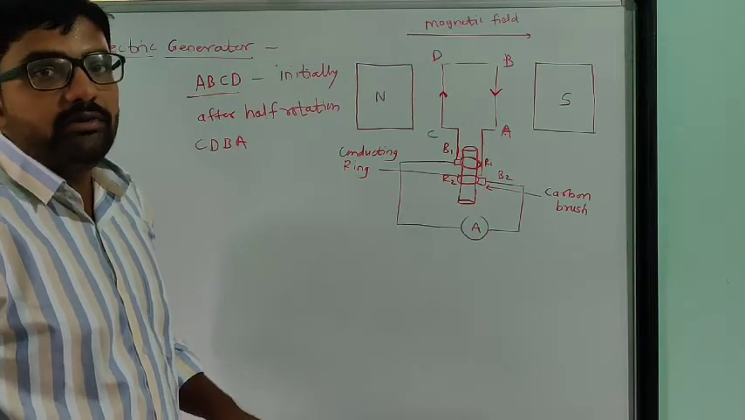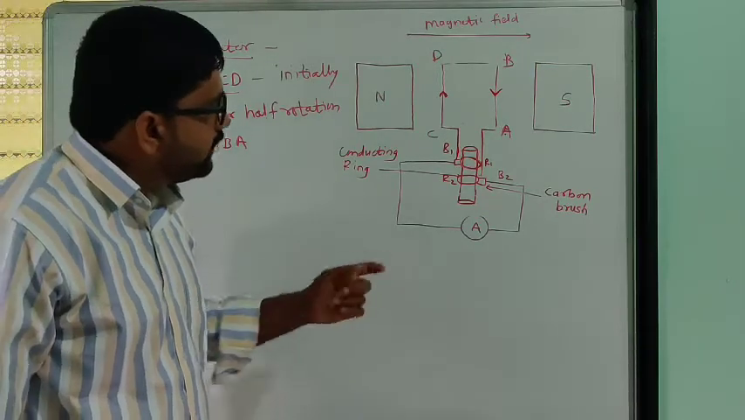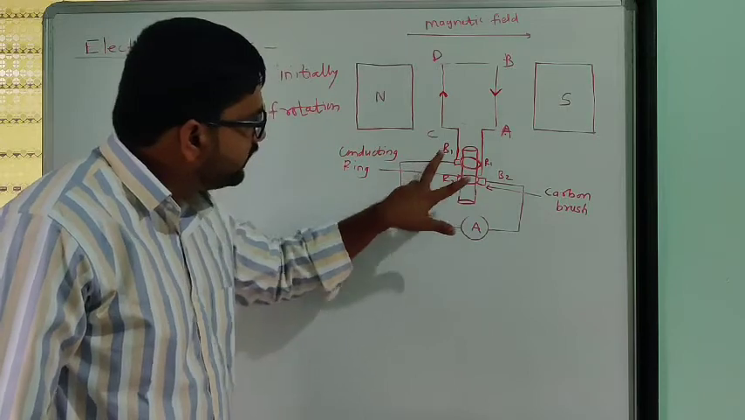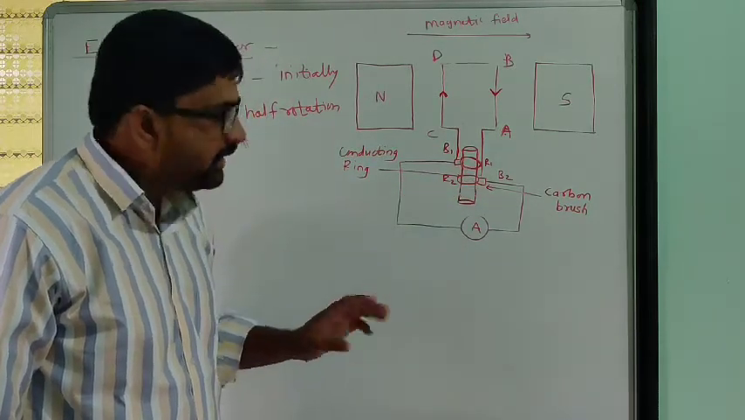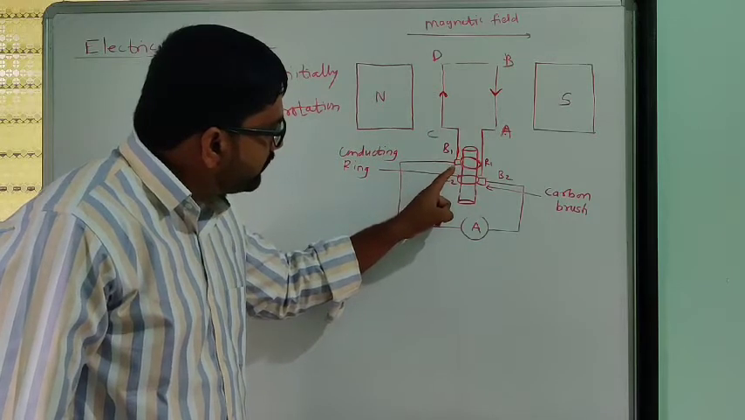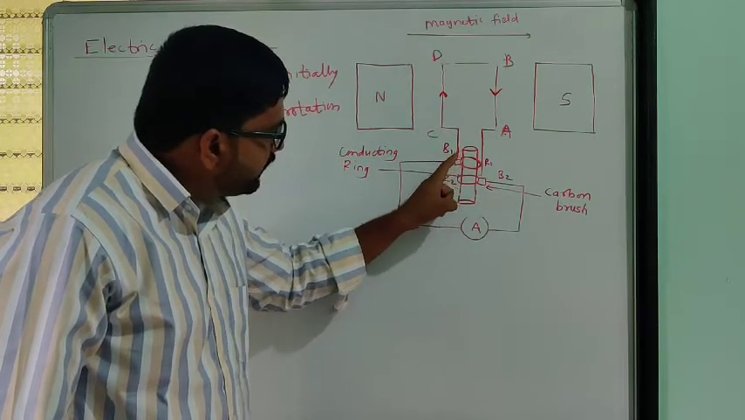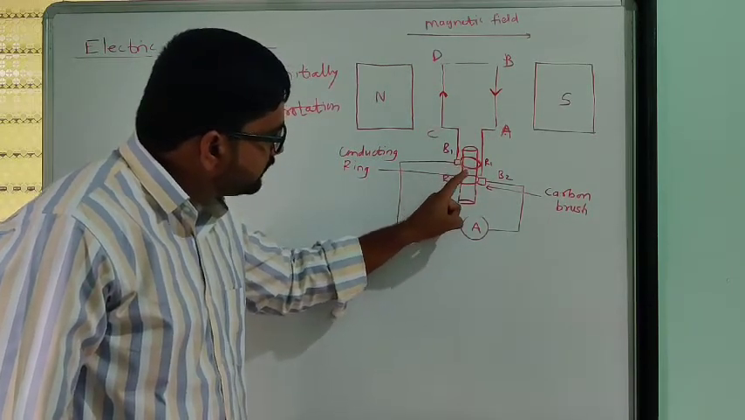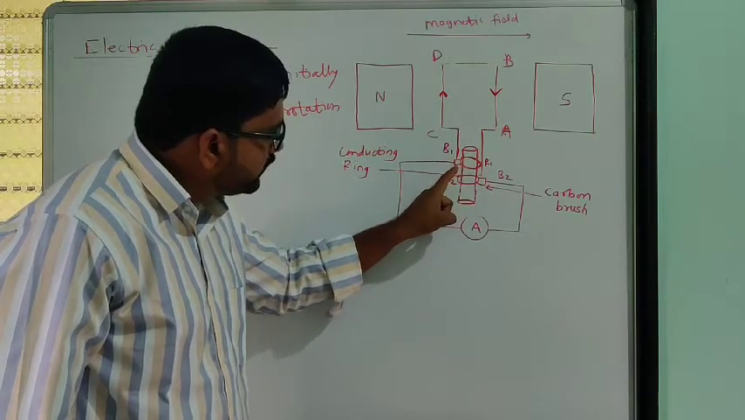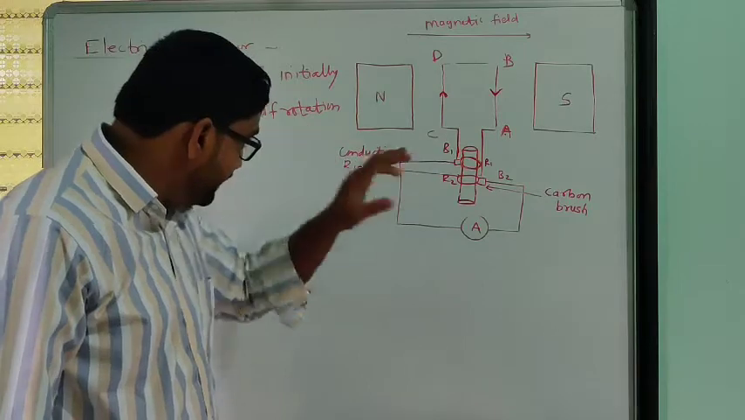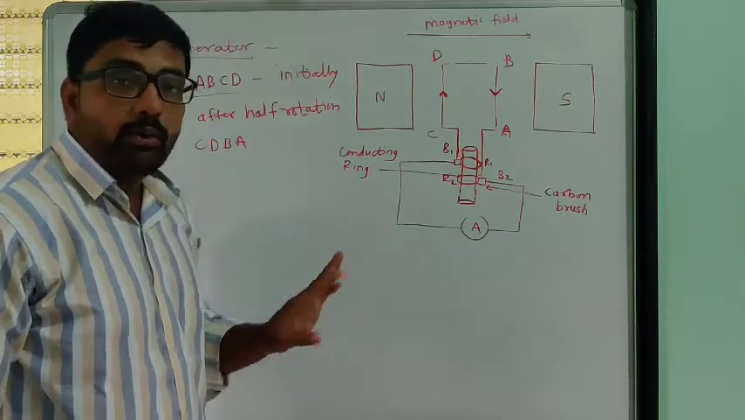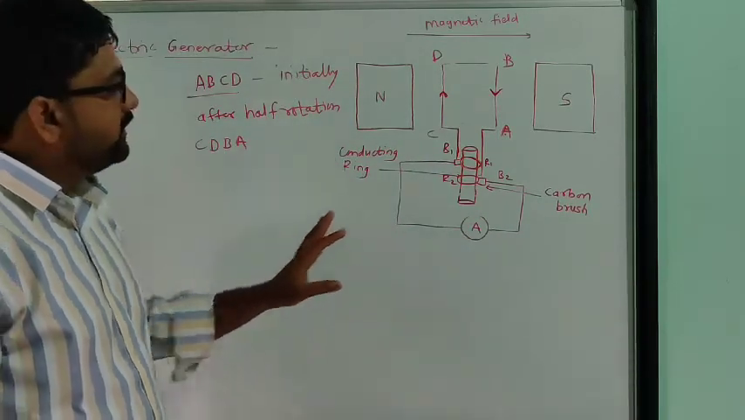So simply you have to remember here, there is one axis, and two carbon brushes are connected to the two separate rings. Due to the carbon brushes, the rings move in touch with the brushes. That is why it maintains the stability of that circuit. Wires will not be wound on this circuit.